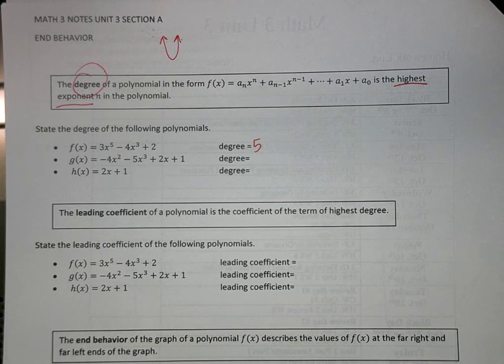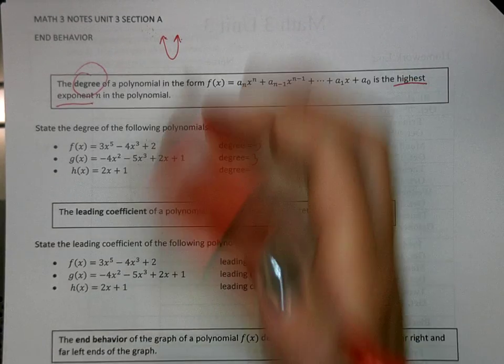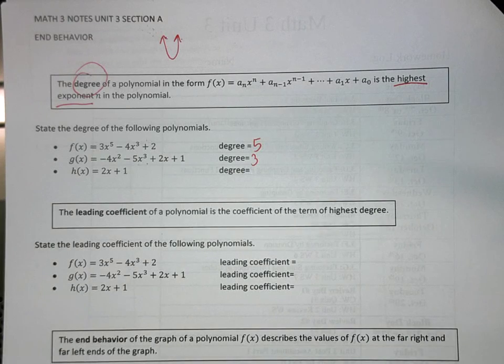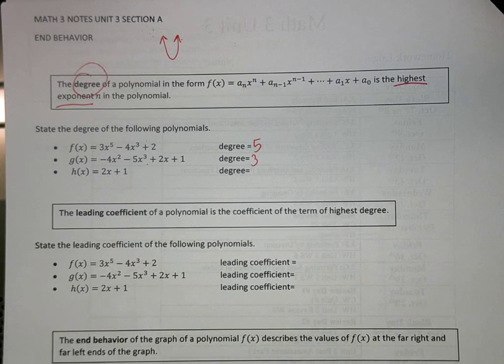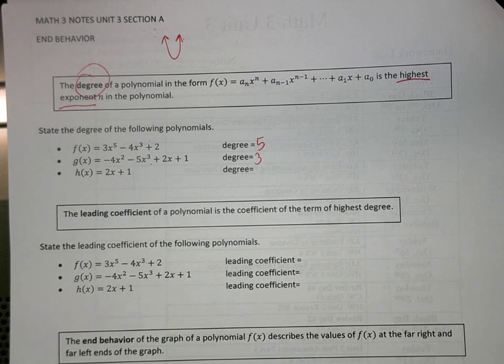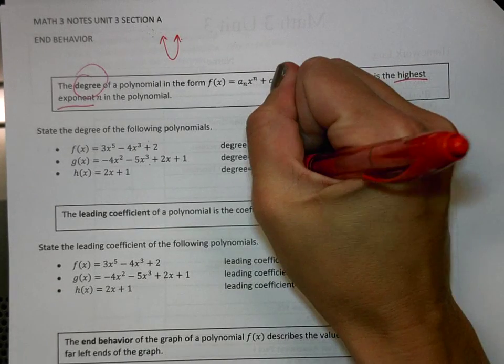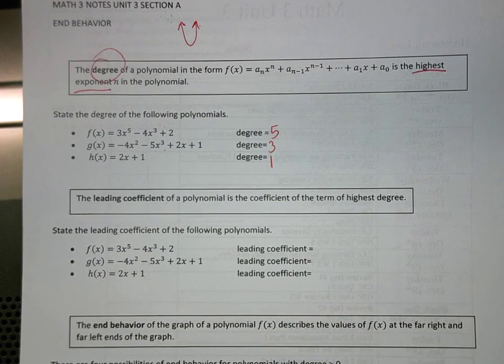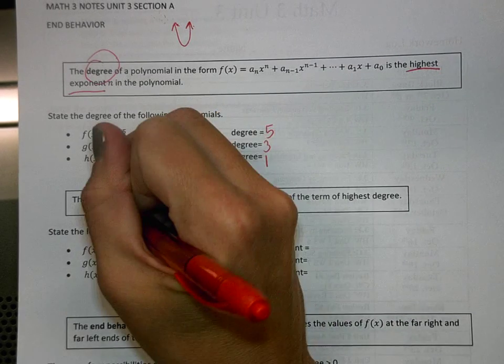Okay? G of x. Good. And I like that you notice that your highest exponent doesn't always have to be written in the correct order. It should be written in descending order, with highest exponent to lowest exponent, but sometimes it isn't. And so you'll notice that 3 is right there, so the degree is 3. And then what would be the degree for the last one? 1. Good.